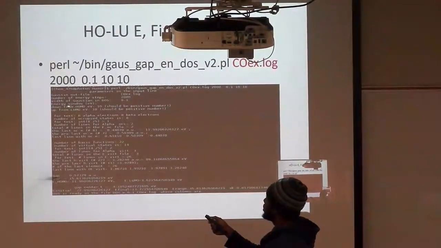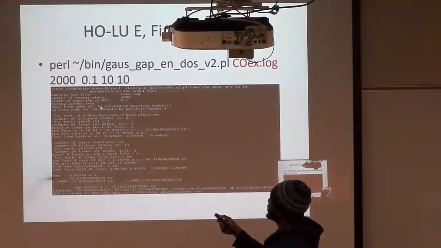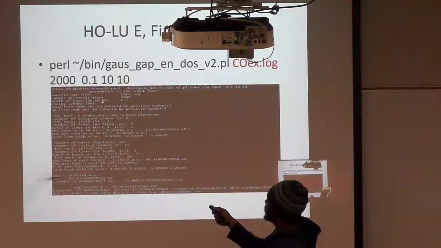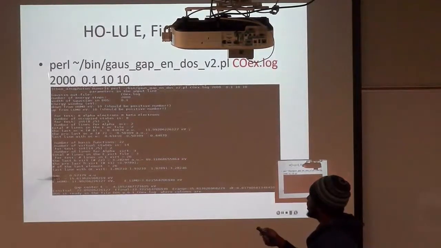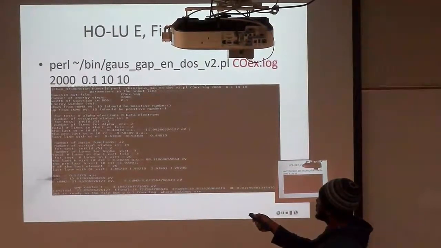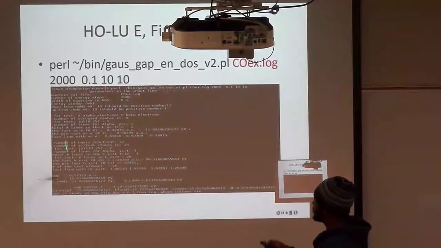So down from homo 10, up from lumo 10. So that's what it means there. And the width of the Gauss 0.1. That's what it means there. So after you type that and you push enter, it brings up this information.